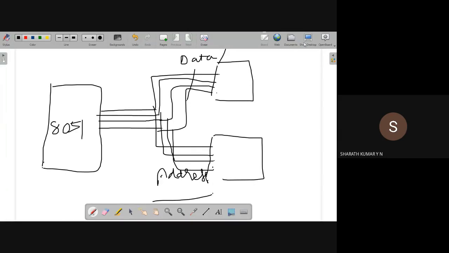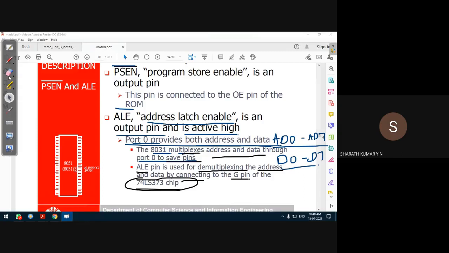To perform this, the microcontroller makes use of the ALE pin, the address latch enable pin. As we know, it is an output pin. Output pin in the sense that it is an input to the 74LS373 IC. It is a memory pin.